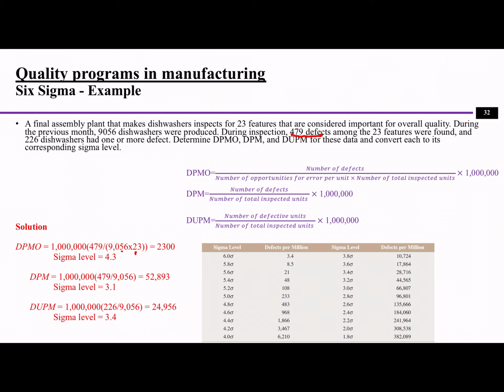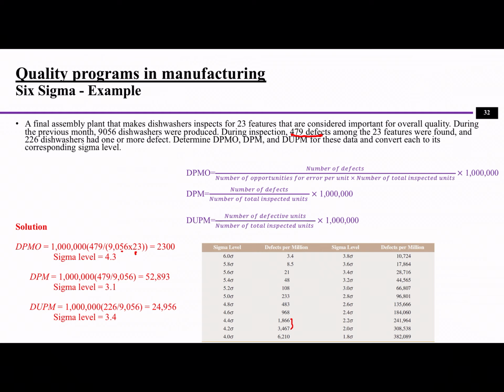Now let's go back. Come to this table. Look at where 2,300 is. So 2,300 is right between 4.2 and 4.3. Here, to find an average, you can actually use 4.3. Or you choose the one that is closest, right? For example, if you find out the number is actually 1900, you probably want to choose closer to 4.4, right? Instead of 4.3. All right. So this is how we calculate the defect per million opportunities, and then find out its corresponding sigma level.